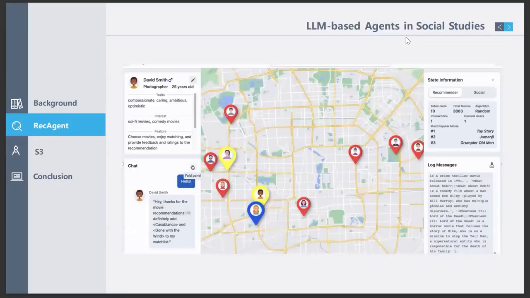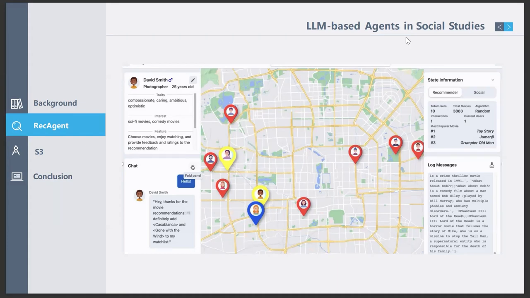Okay, this is the interface of the simulator. In the middle, it exhibits different agents, and the different colors represent the different actions of the agent. For example, the blue color indicates that the agent is watching movies, and the yellow color indicates that different agents are conversing with each other, and the red color means the agents are free.